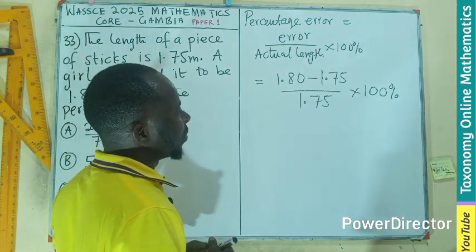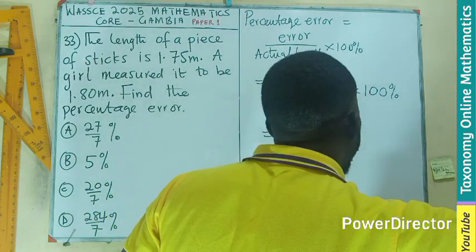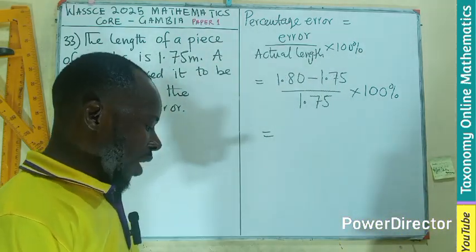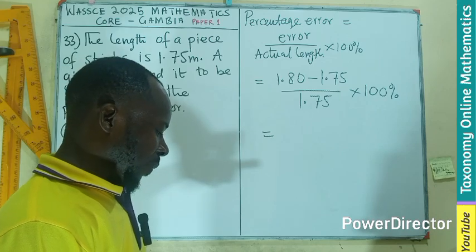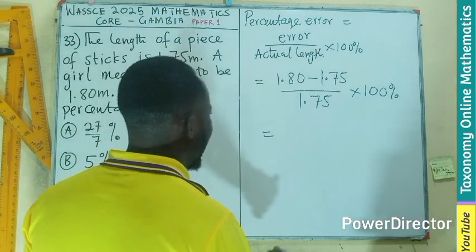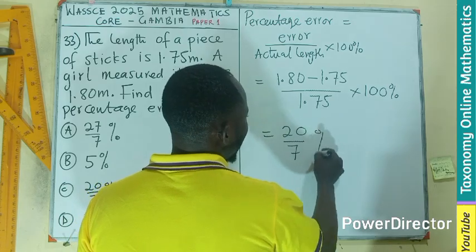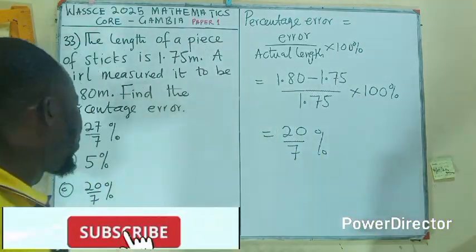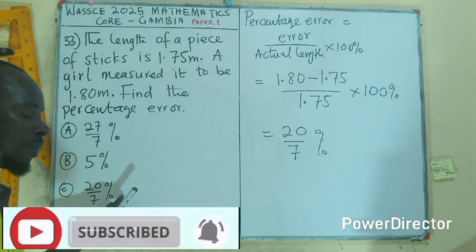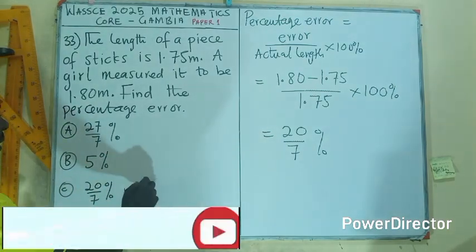So what do we do? In the case of this, we can just put it all in the calculator. Let's just do that. Since it's section A, 1.8 minus 1.75. Okay, if we divide all, multiply by 100, you still have 20 divided by 7%. I'm leaving it in the form that the options are presented. So if we check, our answer is going to be the C.